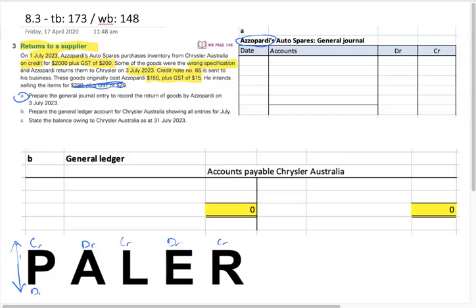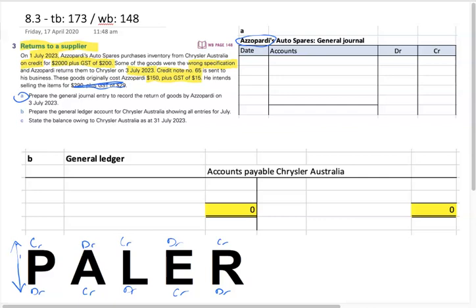And then if an increase in an asset is a debit, then a decrease must be a credit, and we continue on with our pattern. This will be our cheat sheet for the rest of this question. We're going to do some parts that aren't asked here, just so we really understand how to do a purchase return. So, part A asks us to prepare the journal entry to record the return of goods by Azo Party on the 3rd of July.